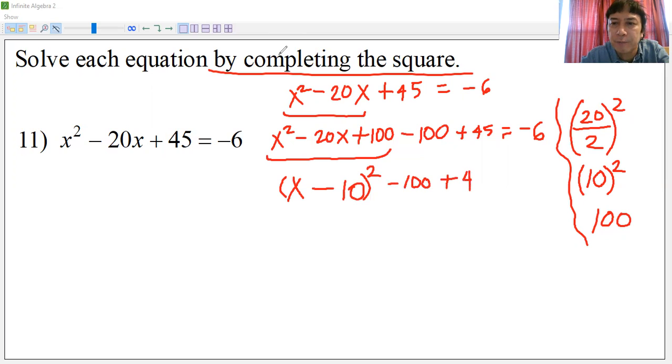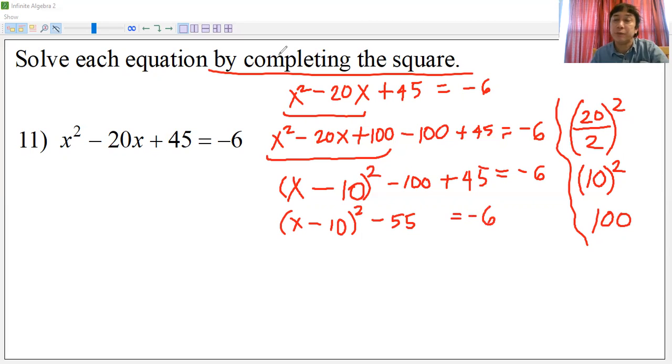plus 45 equals negative 6. Let's take care of the numbers. So this is 45 and negative 100, and that gives us negative 55. So this is x minus 10 squared, negative 55. This is equal to negative 6.